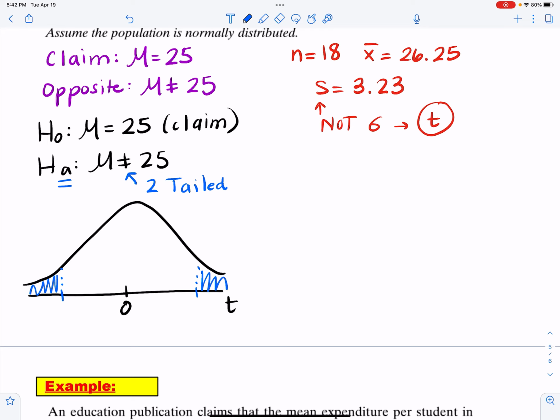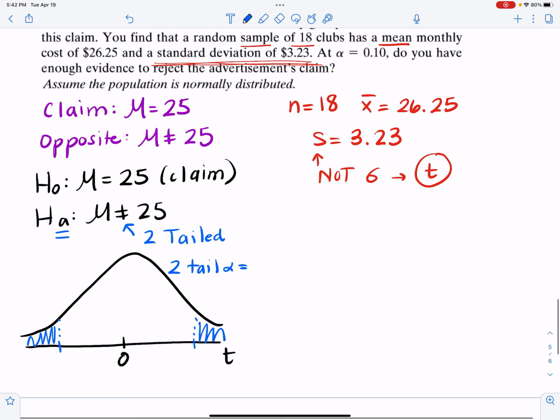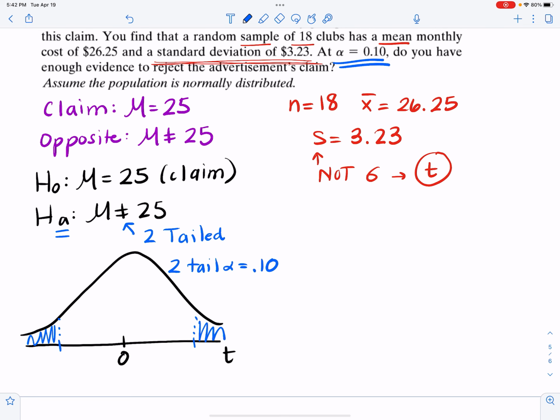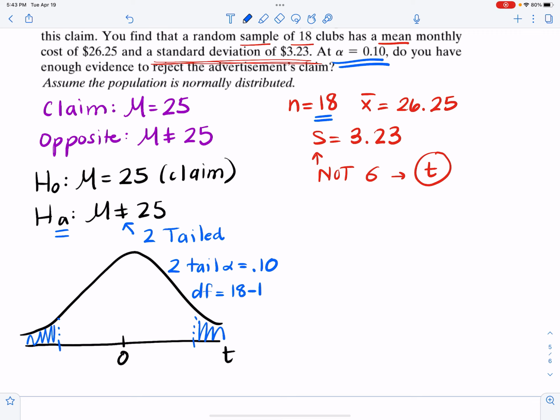And that means when I go to my t-table, I'm going to look up a two-tail alpha. And alpha is given here, the level of significance at 0.10. Now, I don't have to divide that by 2 like I did for Z. The t-table works differently. I just specify that it is a two-tail alpha. And my degrees of freedom for the mean are always n, sample size, minus 1. So I'm looking at 17 degrees of freedom.